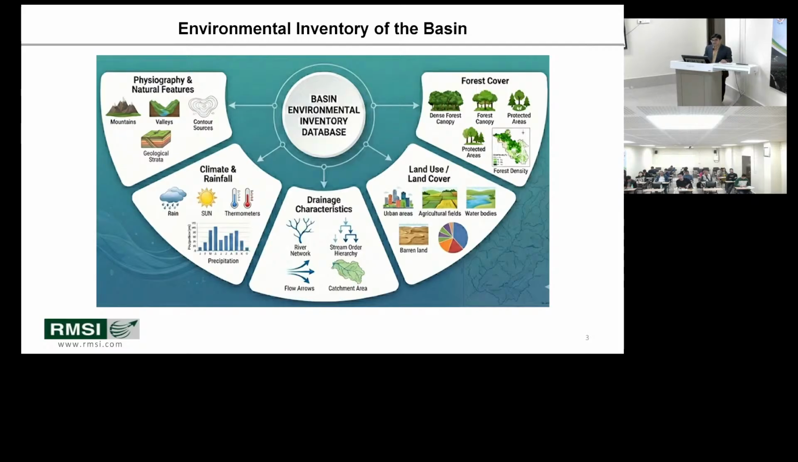Then an important component is the forest cover. How much area of the basin is protected area, the forest area, whether forest is declining or increasing, what are the causes of the deforestation, and whether there are any afforestation schemes in the basin. So we should have the information on all those schemes available within the river basin system.